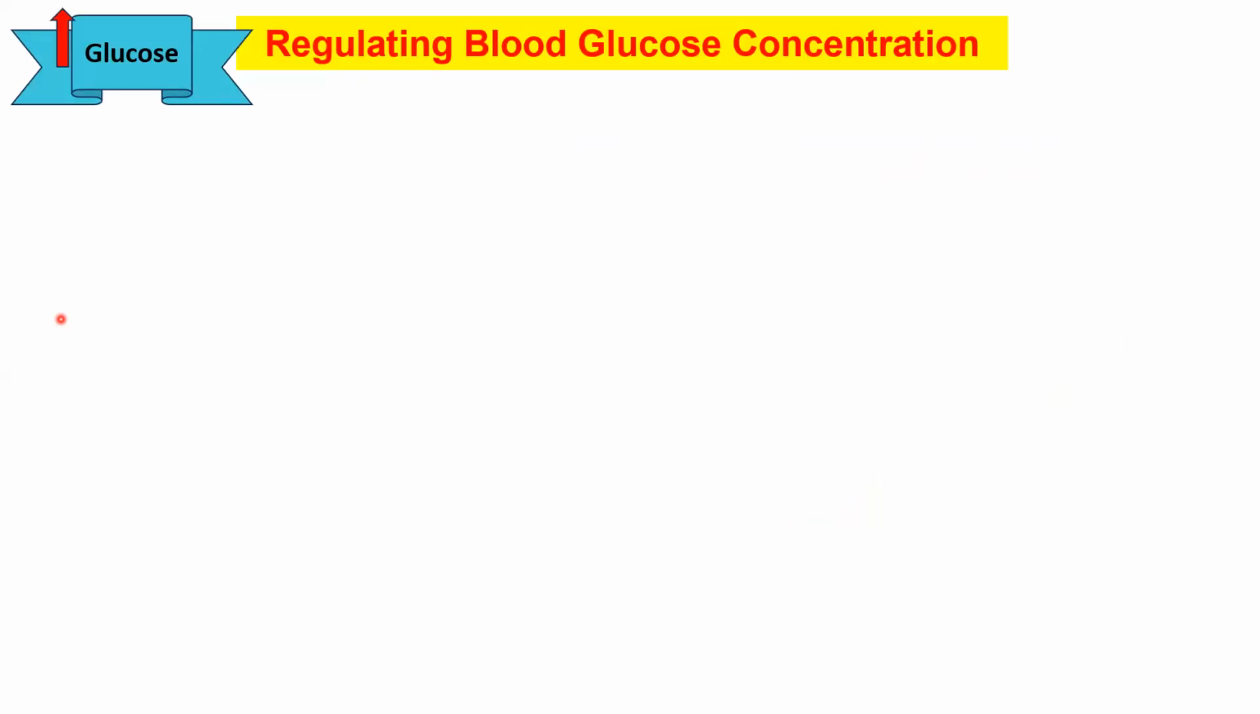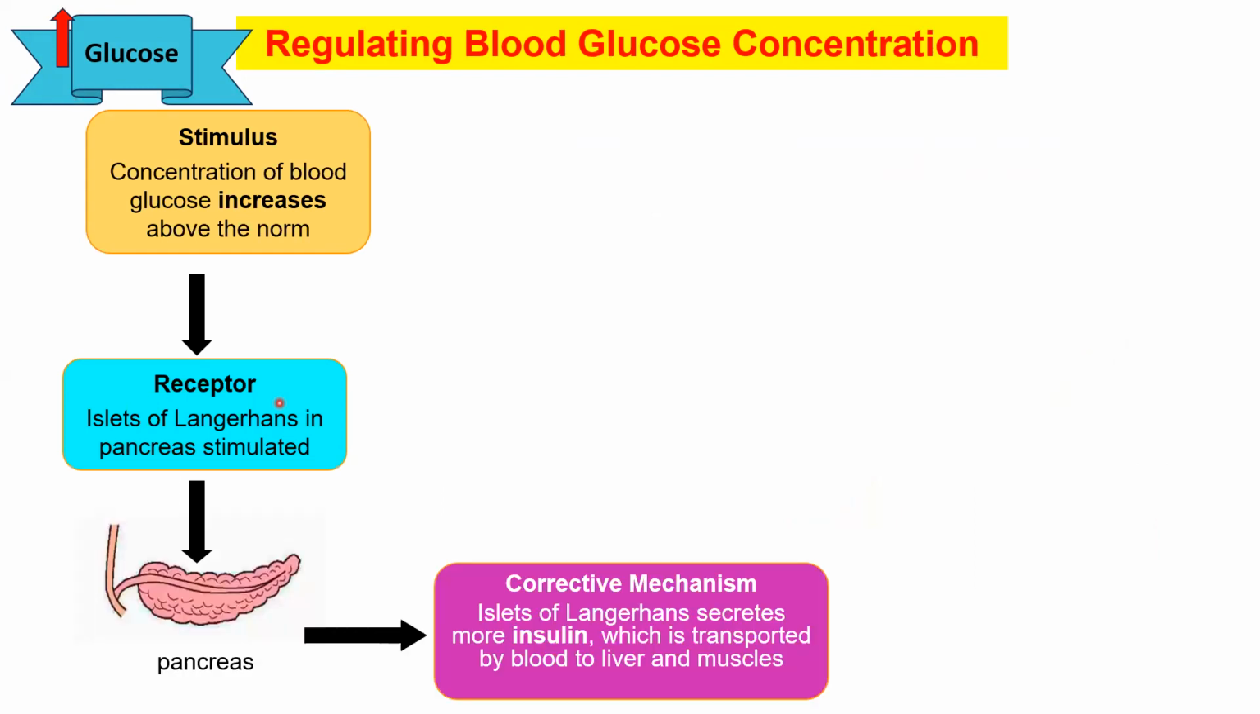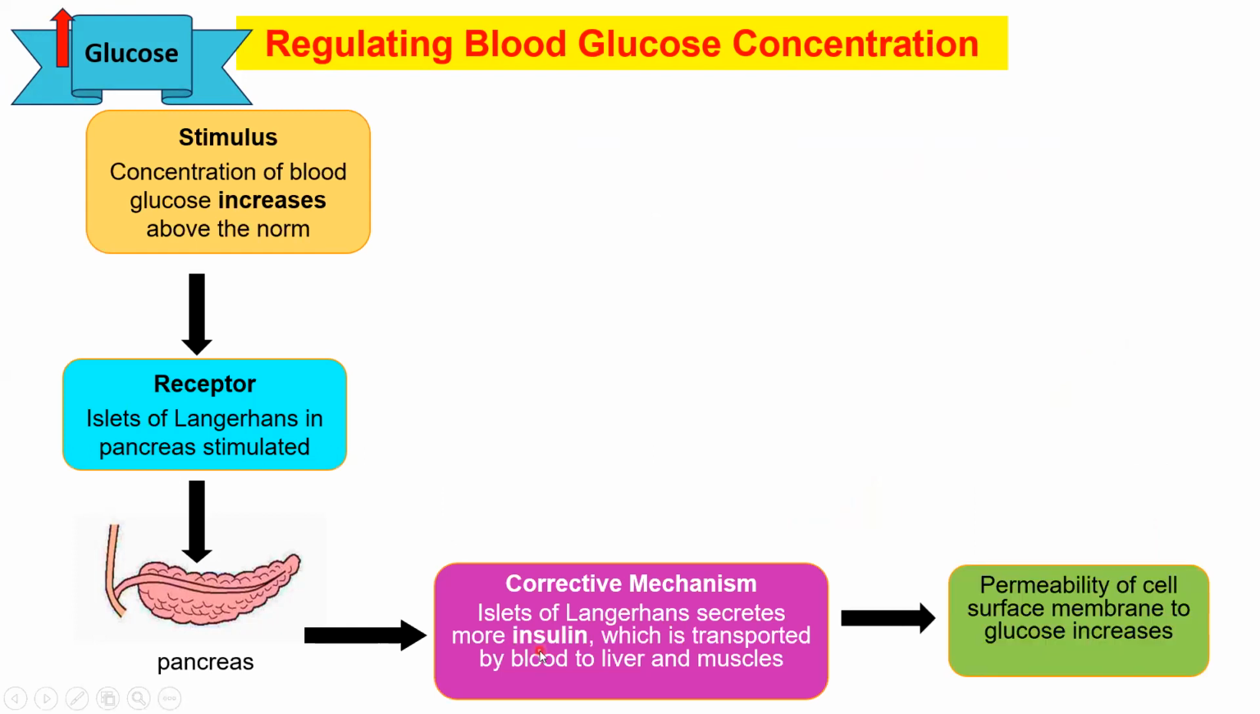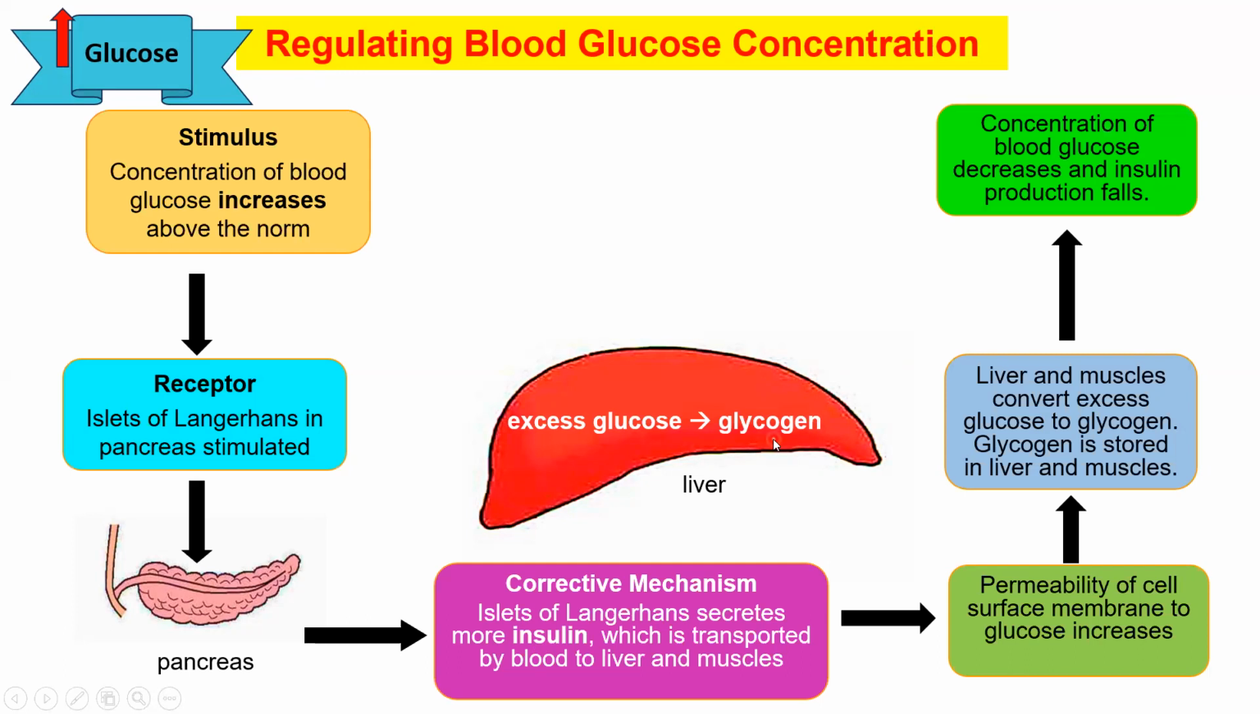Now coming to what happens if the glucose level increases above the normal condition. The pancreas has the islets of Langerhans, which have the receptor for increased glucose concentration. They will release insulin into the blood. Insulin increases the permeability of the cell membrane, so glucose uptake of the cell will increase. Ultimately, liver and muscle cells convert extra glucose into glycogen, and the glucose level in the blood will decrease.